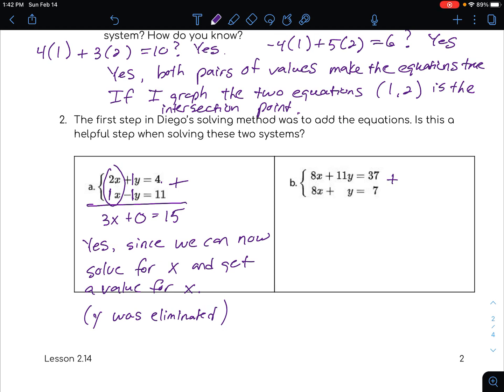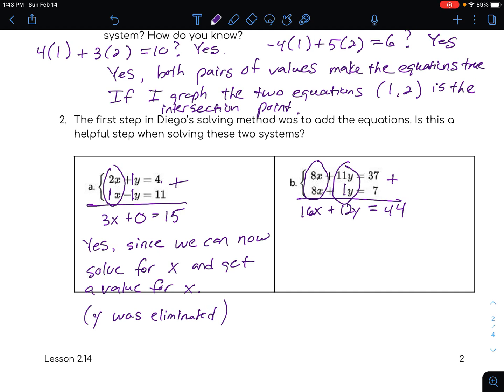Okay, well, what if we added these two equations together over here? And again, we're going to add them like terms, so that would be 16x. This would be, remember, that's like a 1y, so plus 12y. 11y plus 1y is 12y. And then we have 37 plus 7, which is 44. Was that helpful? Not really, because now we still have an x and a y, and if we want to get a value for x or y, we really need just one variable so we can solve it and get x is equal to a number or y is equal to a number.